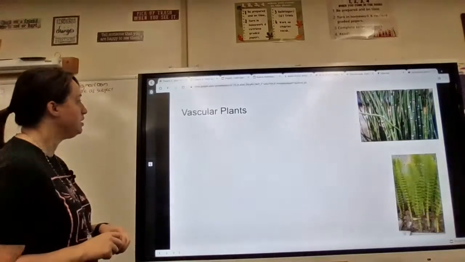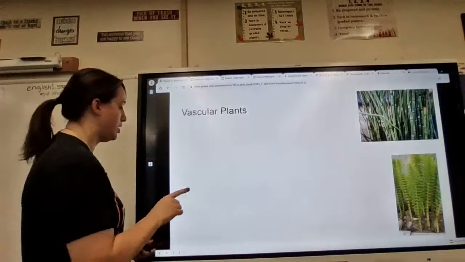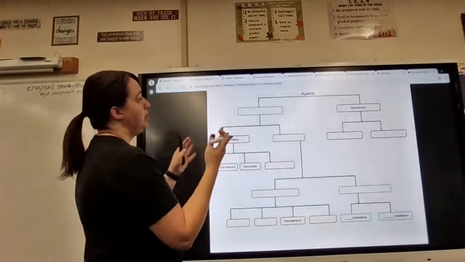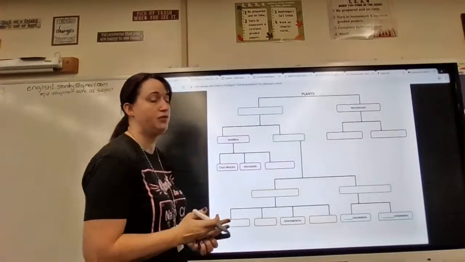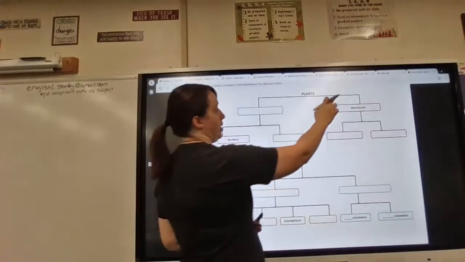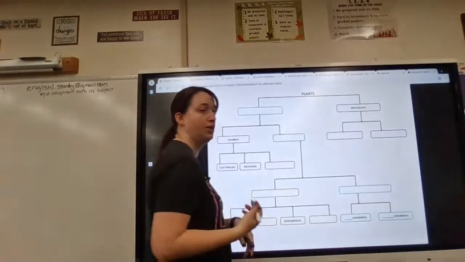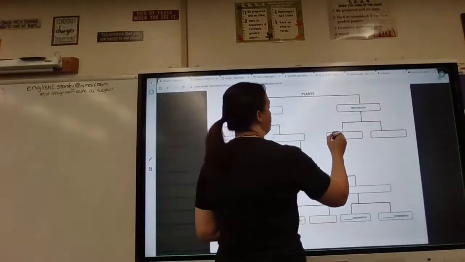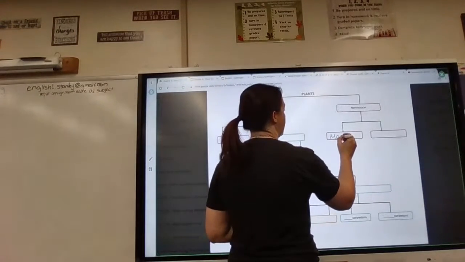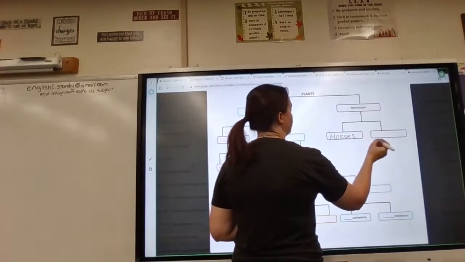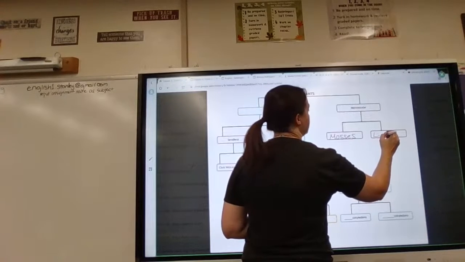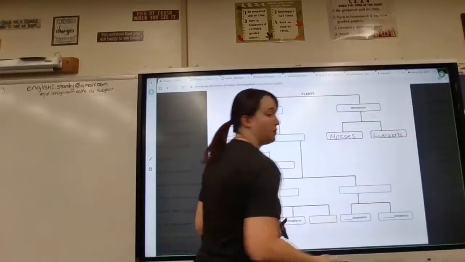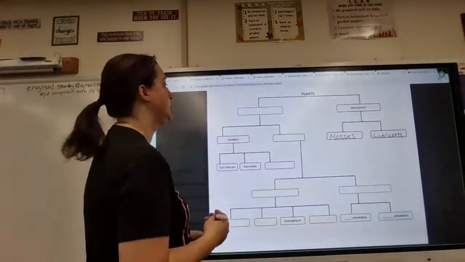Now, before we move on, we're going to go back to this chart, and you should at least be able to figure out this non-vascular portion. The two plants that we discussed were mosses and liverworts. So I want you to fill those in on your chart.